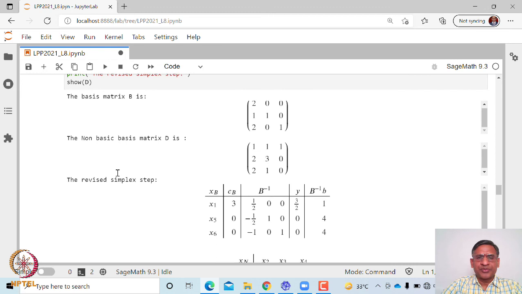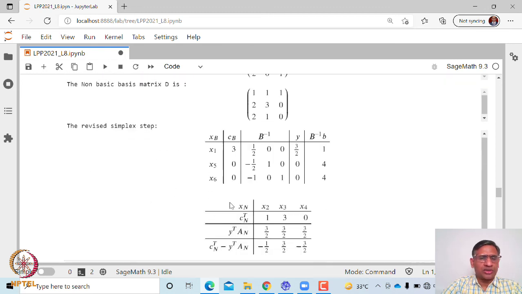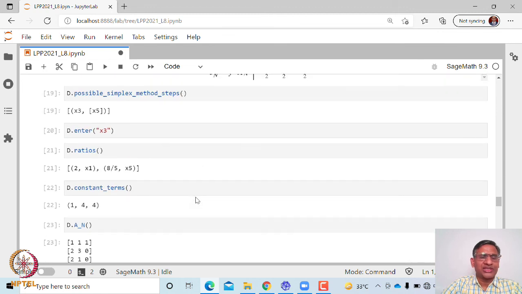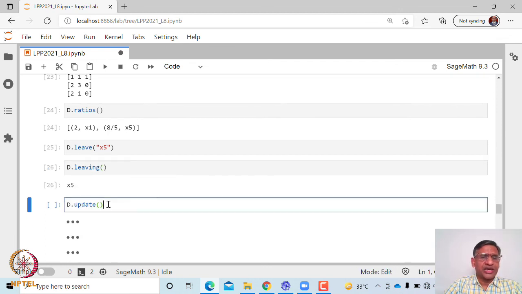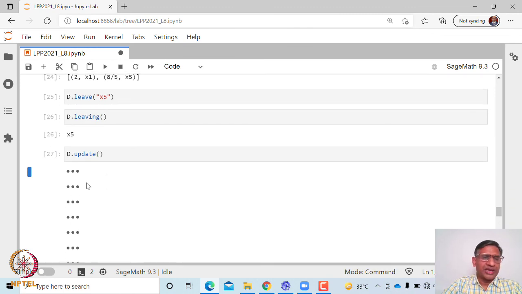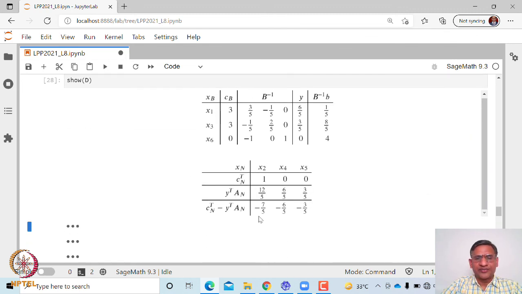Now in this case x5 has left, and x3 has entered. So next we need to find out what is the leaving variable. It says it's 5, and then we again update D. Once you have updated D, then ask it to show this revised dictionary. And in this case you can see here all the reduced cost coefficients have become negative. Therefore this particular solution is optimal, and the value of the objective function we have to calculate.